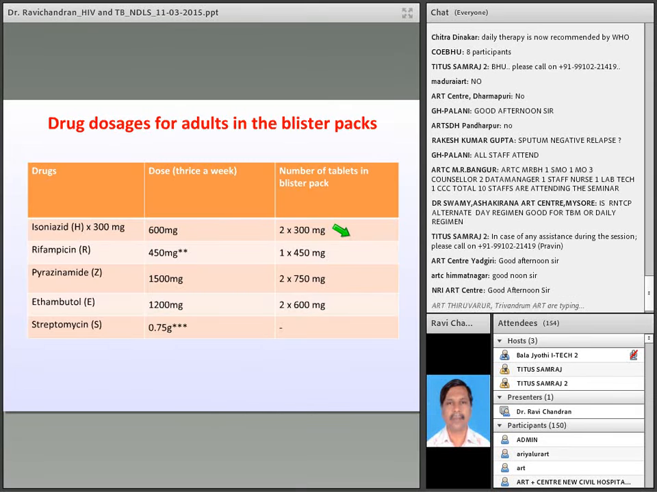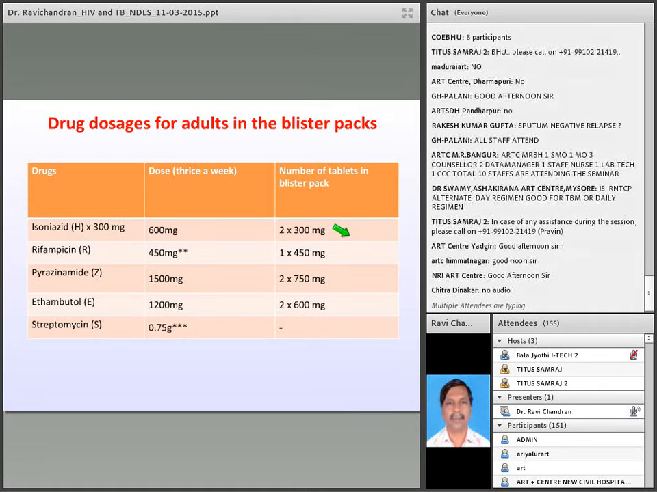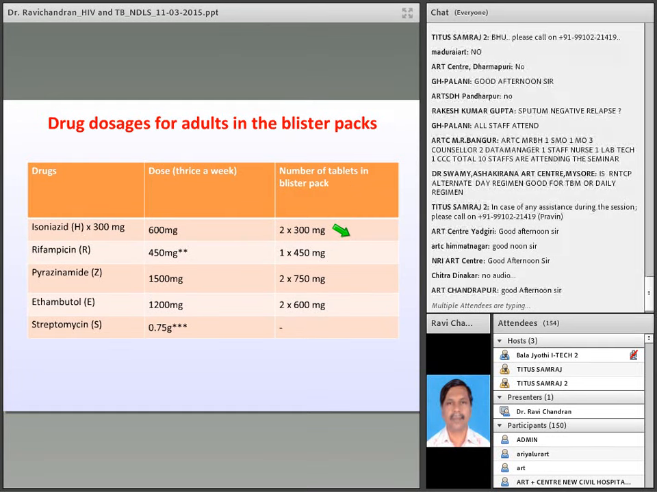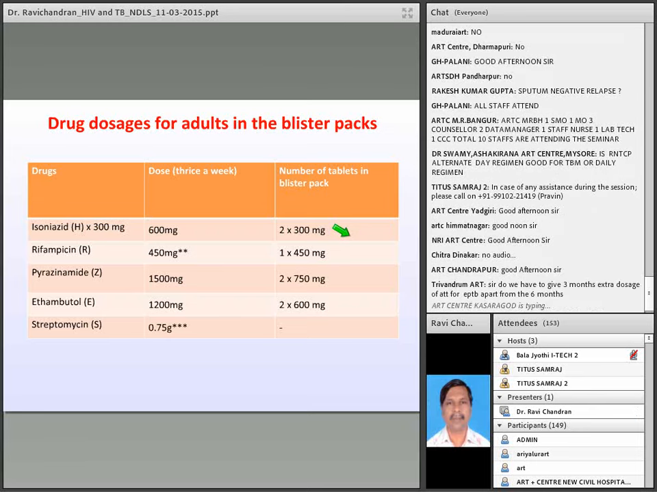Yes, this is the dosage of various drugs for adults. Isoniazid 600 milligram, 300 milligram tablets, 2 tablets, or rifamycin 450 milligram, 1 capsule, pyrazinamide 1500 milligram, 750 milligram tablets into 2, ethambutol 1200 milligram, 600 milligram into 2, and streptomycin, if we give, it should be given as injection IM, 0.75 grams intramuscular injections.